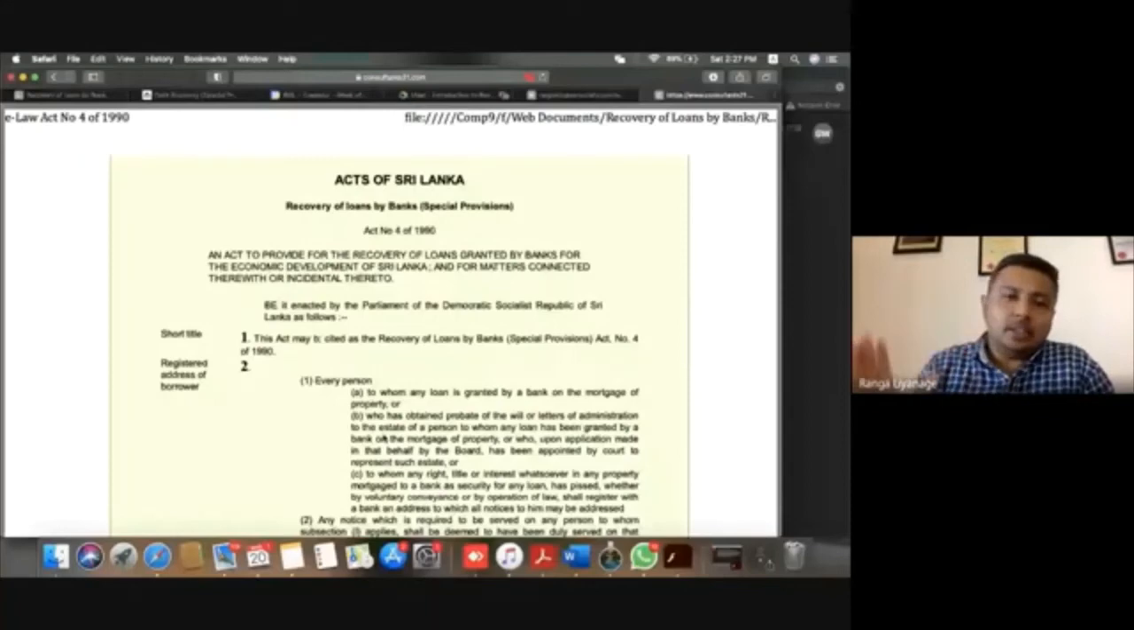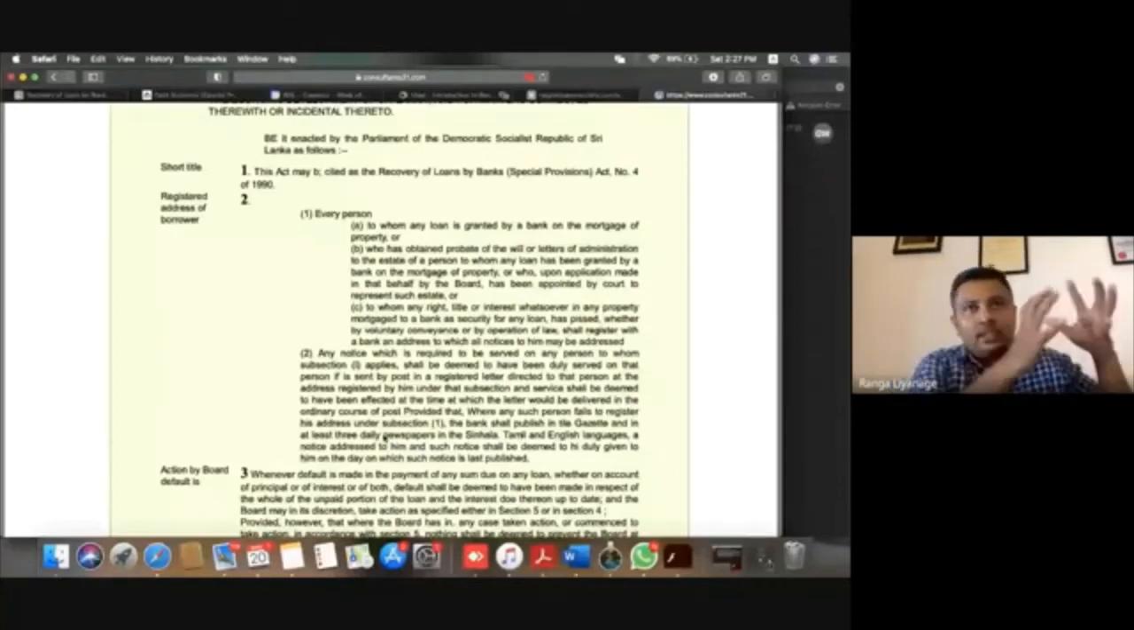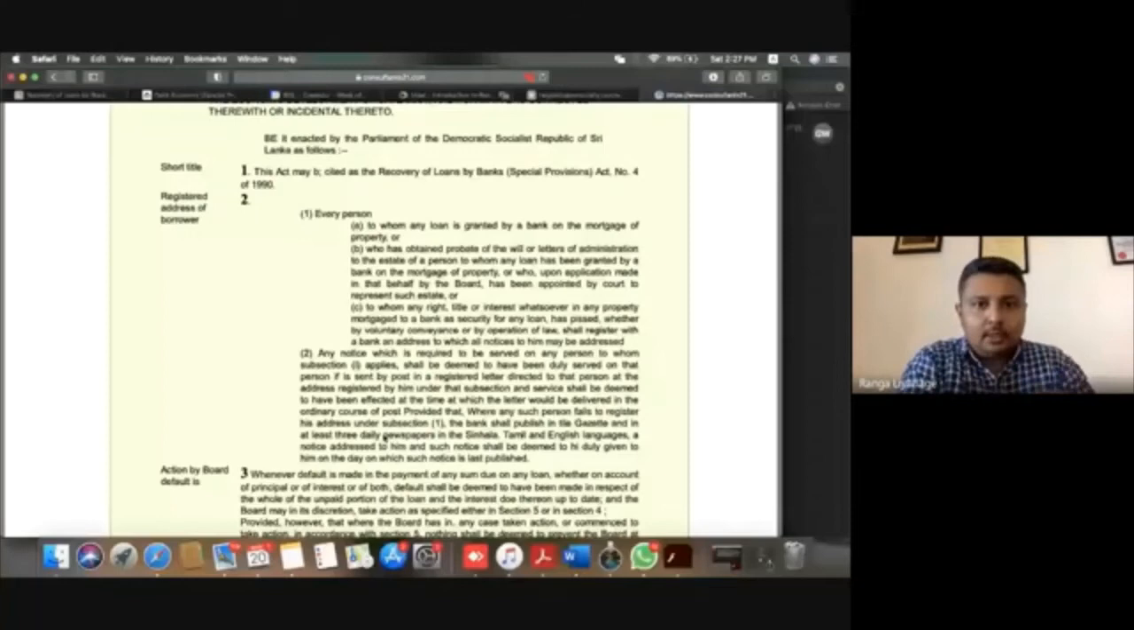this is an extrajudicial remedy. Every person to whom any loan is granted by a bank on the mortgage of property. So, mortgage is a must. Mortgage bond. Who has obtained probate of the will or letters of administration to the estate of a person to whom any loan has been granted by a bank on the mortgage of the property. Right? So, either the borrower or his heirs.